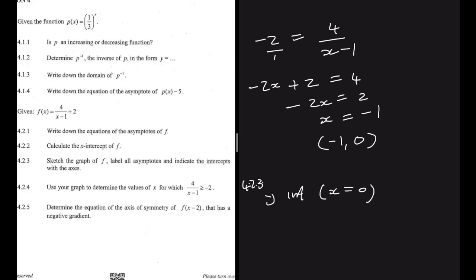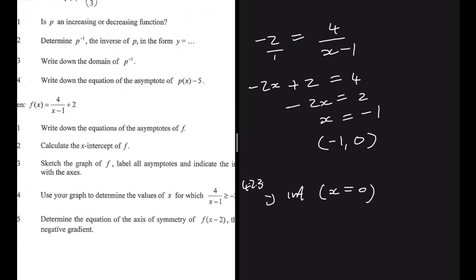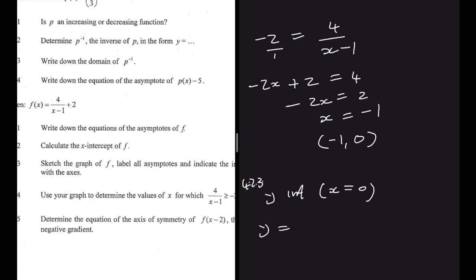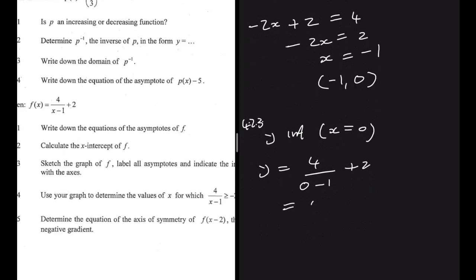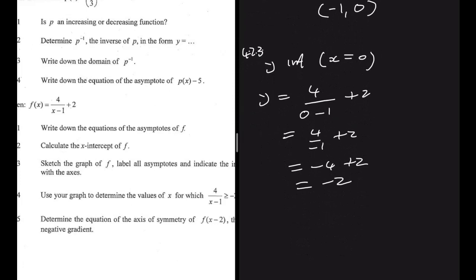So let's go ahead and find the y-intercept so that we can sketch our graph and indicate all that we are required to, right? So we're going to have y equal to 4 divided by, now x is 0, right? Minus 1 plus 2. So we're going to have 4 divided by minus 1 plus 2. This is minus 4 plus 2, which is equal to minus 2, right? So the coordinate for our y-intercept is x equals 0 and y equals minus 2.